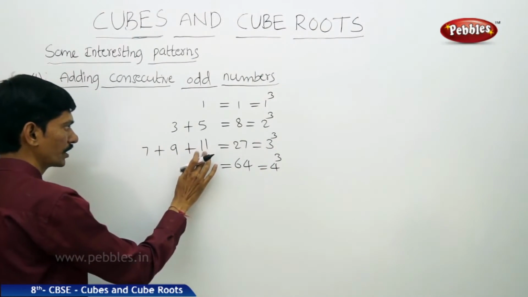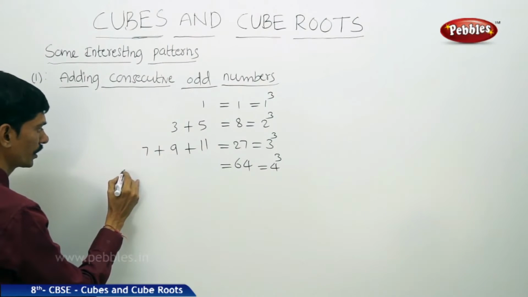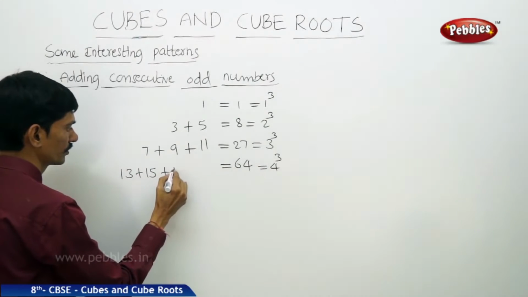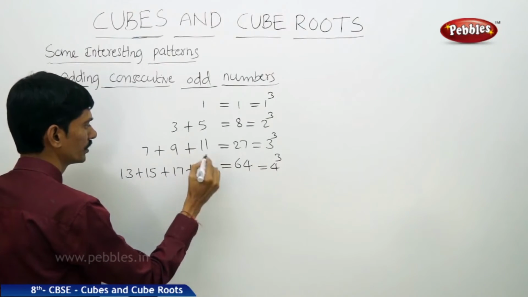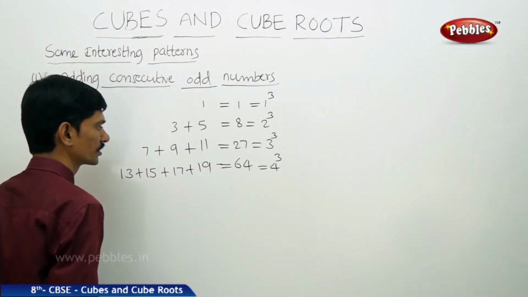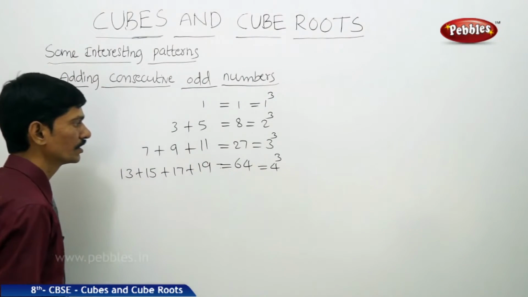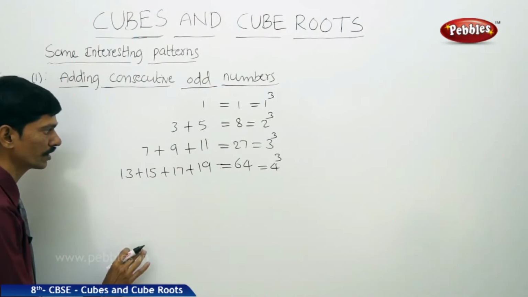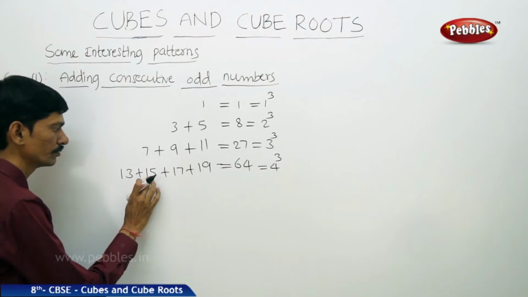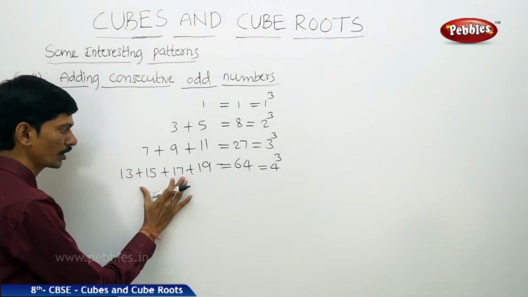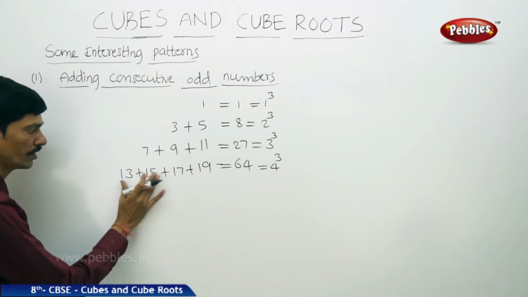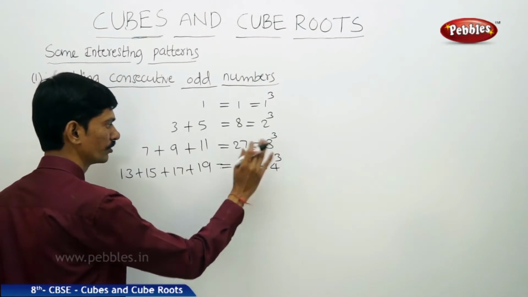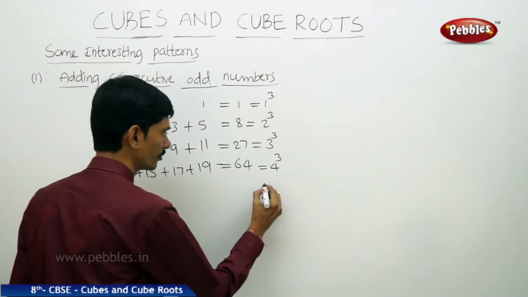So after 11 we can start immediately from 13. So I can write that 13 plus 15 plus 17 plus 19 equals 64, that is equals to 4 cube. Then how many consecutive odd numbers are added in this sum? So 1, 2, 3, 4. So there are 4 consecutive odd numbers. The sum of these 4 consecutive odd numbers is 64. So that can be written as 4 cube. Then how to write 5 cube?